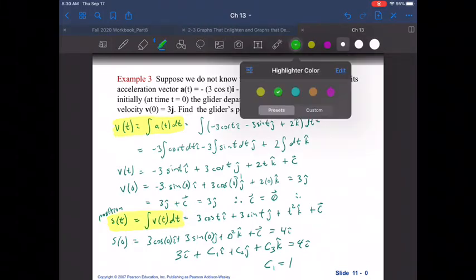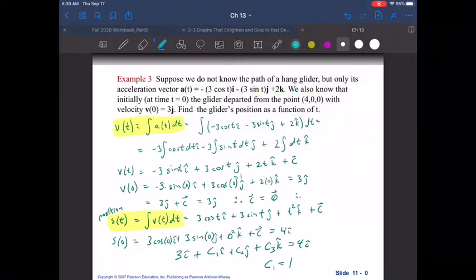So let me get a different color here. Let's do blue, I guess. So I'm going to do the integral of my acceleration function. I actually wrote this all out. I did the individual ones, right? The integral of each individual one. I'm just showing you this at the beginning, but normally you can skip that whole line and jump right to here where we get the velocity as a function of time.